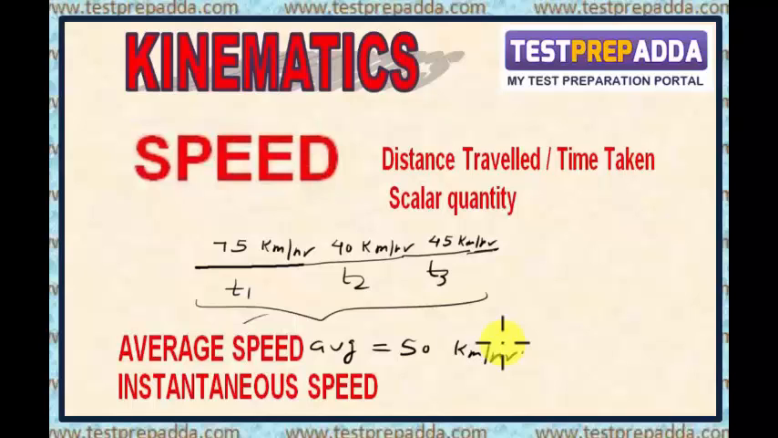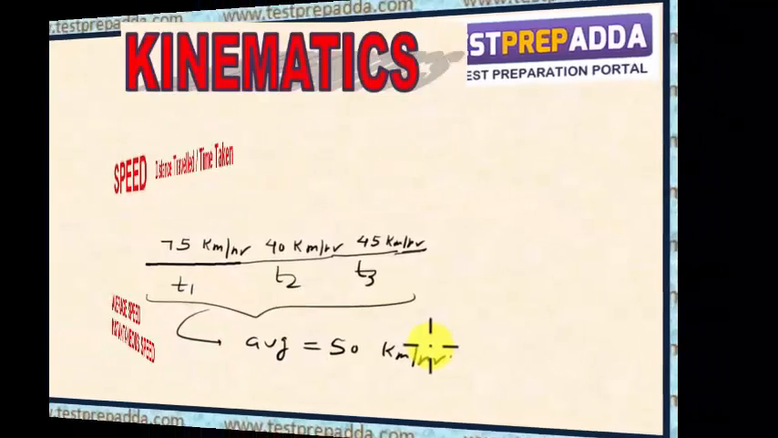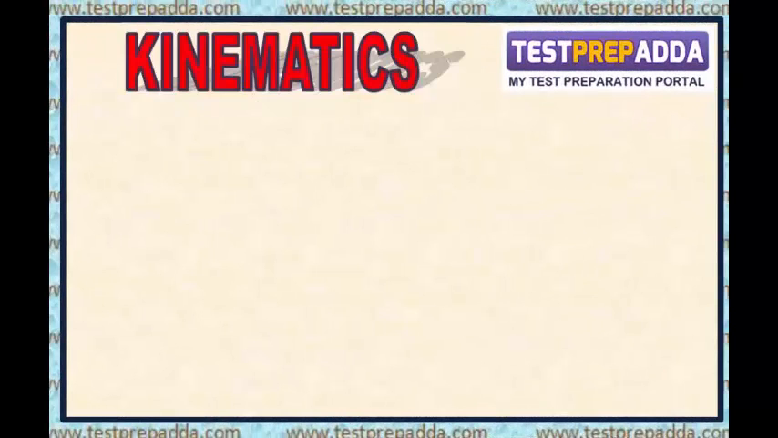So here we are getting two types of speeds. Number one, average speed. Number two, instantaneous speed. First, I will talk about average speed. What is average speed?